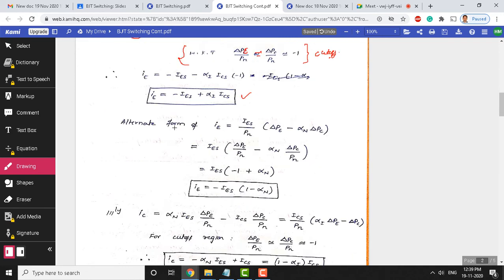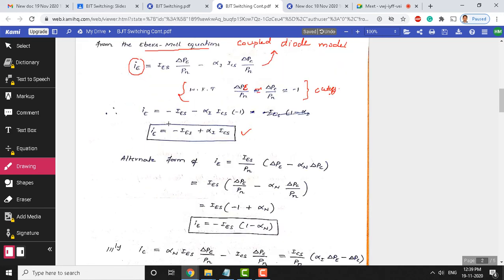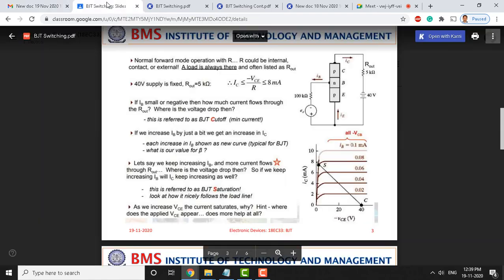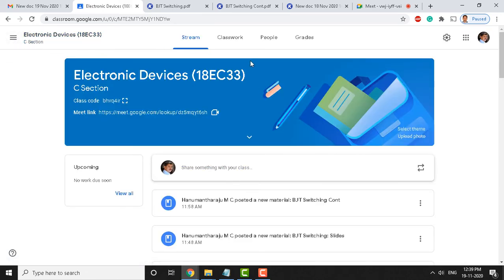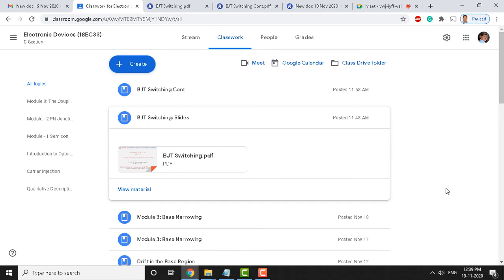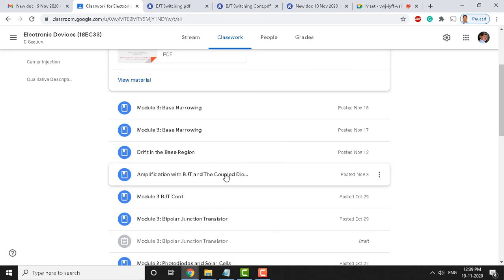Let us look at the representation in alternative form. Once again, these are the equations from the coupled diode model. Those who want to see these equations, I will just take you to the coupled diode model. Just look at the Google Classroom, where we have uploaded the coupled diode model.